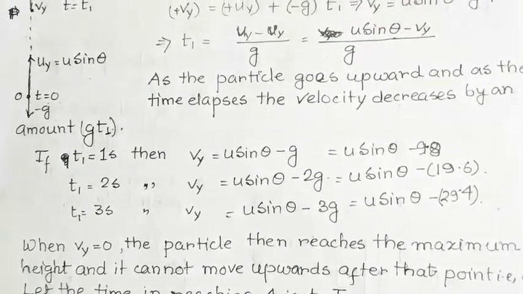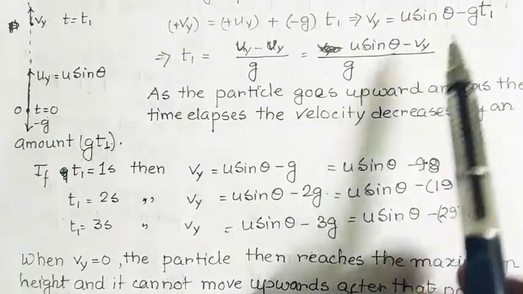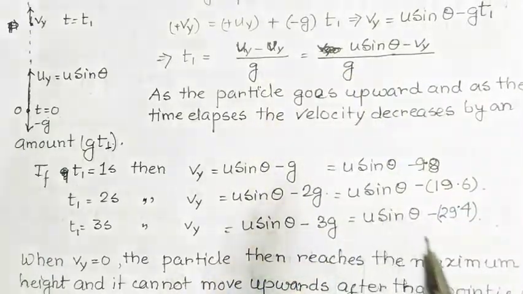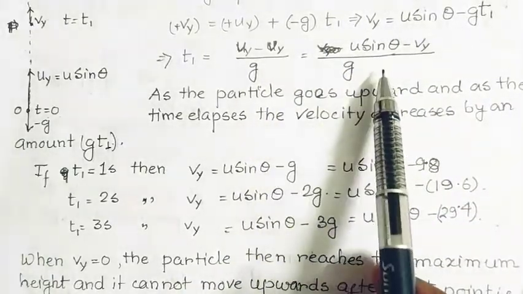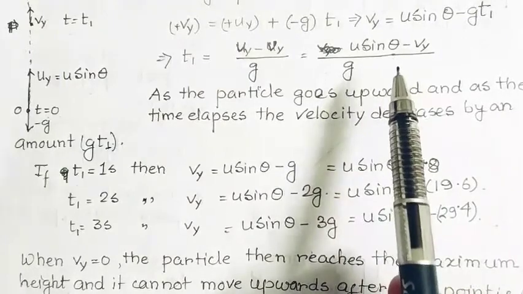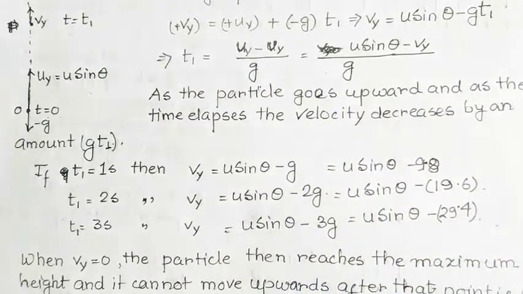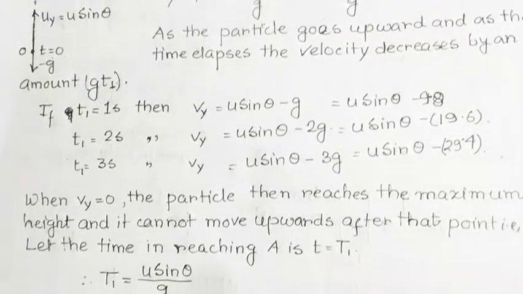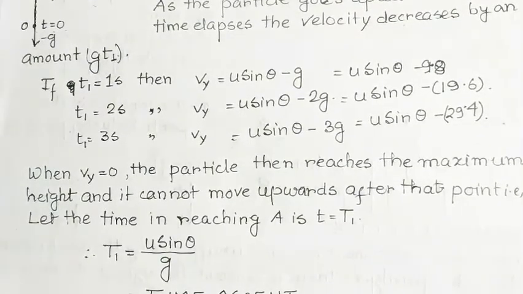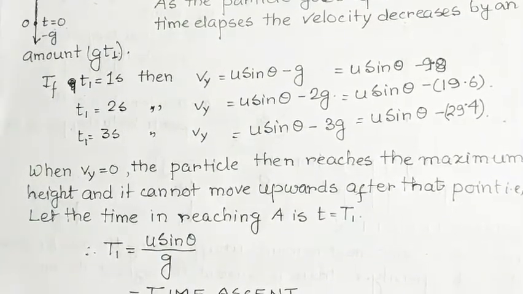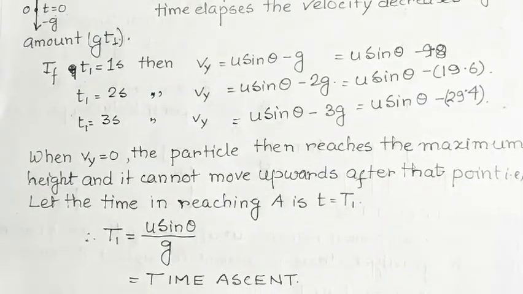From this equation, or whatever it be, if I put Vy equal to 0 and t1 equal to capital T1, then it gives capital T1 equal to u sin theta divided by g, and this is the time of ascent, that is the time taken by the particle to reach the maximum height.